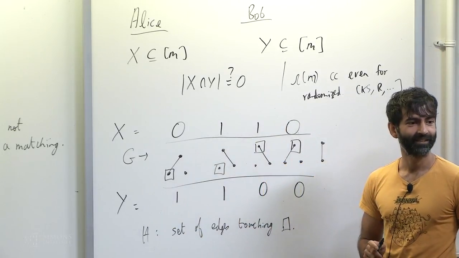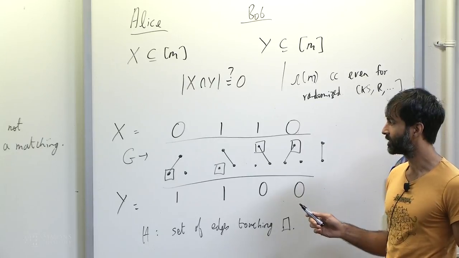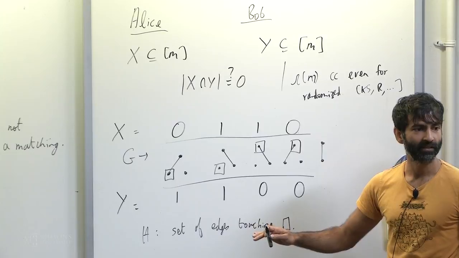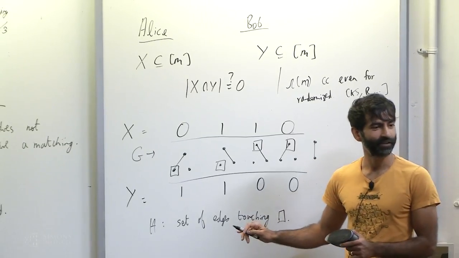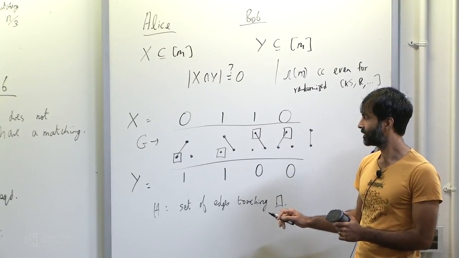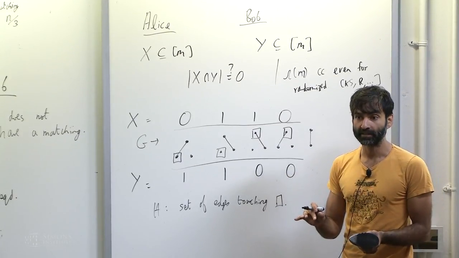You don't see the edges. I haven't drawn the edges of... H does not have a matching of size m plus 1. Is there something confusing? So are you saying it's the complete graph on the squares? No. It is the complete graph on the squares and more.